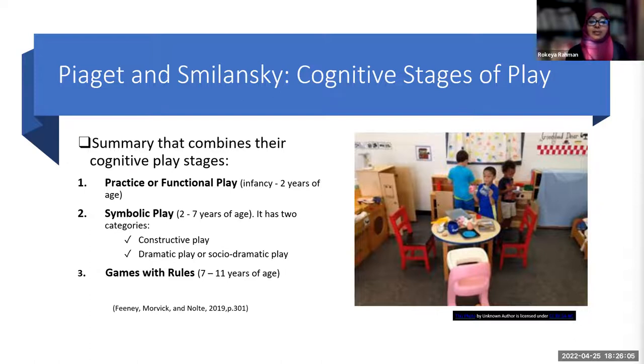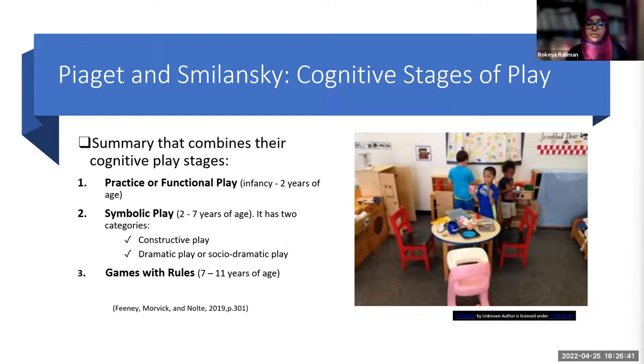And number two, symbolic play, which we are discussing right now. Smilansky defined it as constructive play, and symbolic play was defined by Piaget. And Smilansky also mentioned dramatic and socio-dramatic play. In that stage, basically, they dramatize different actions, incidents, and events. And they make up their own scenario. They come up with their own storyline, their own characters, and their own responsibilities. So these are basically symbolic play. And the last one is games with rules.